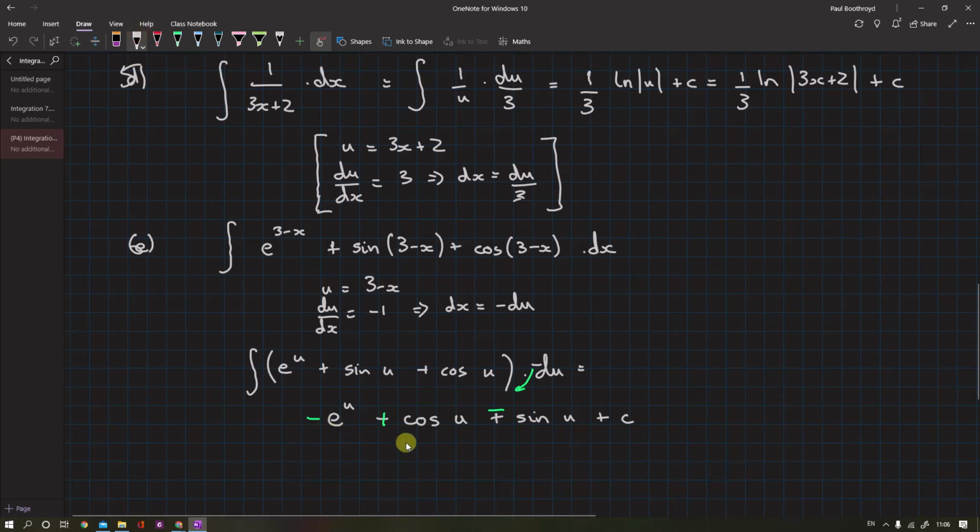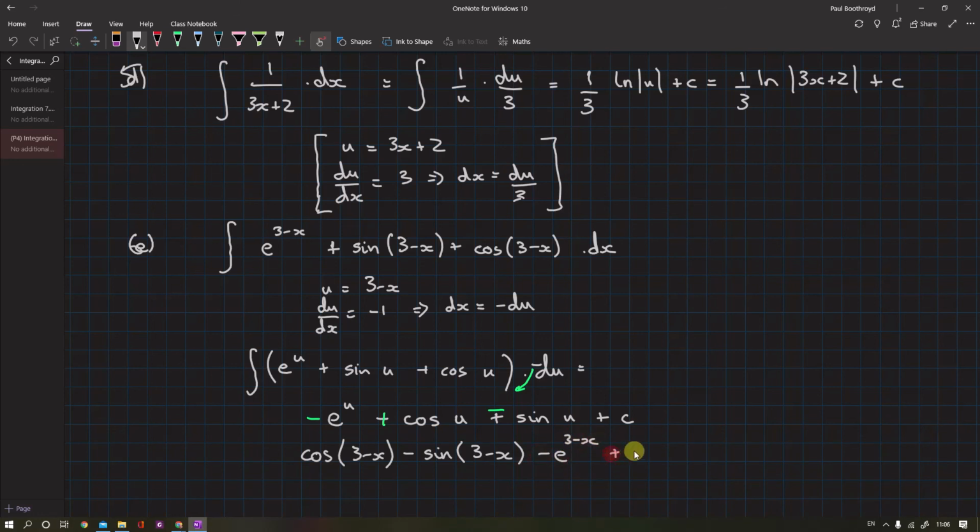Replace our values in our function, so we'll bring the cos u first. So cos of 3 minus x. Might as well keep the functions together, so minus sine 3 minus x, and then subtract e to the 3 minus x, and add some constant on. Okay, so that's using substitution. It's a very powerful technique, and we will be using it in further lessons where it will take some of the guesswork out for us.